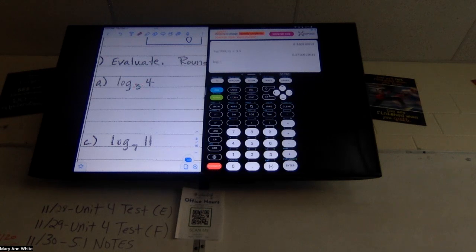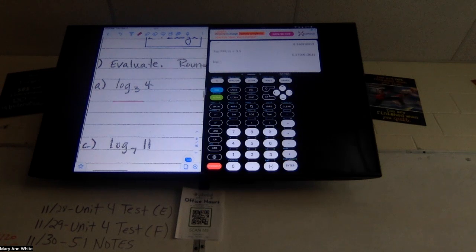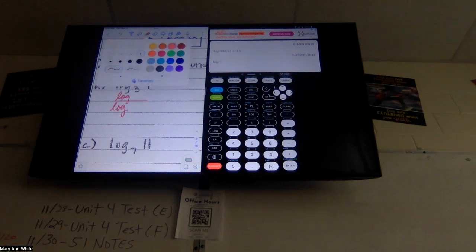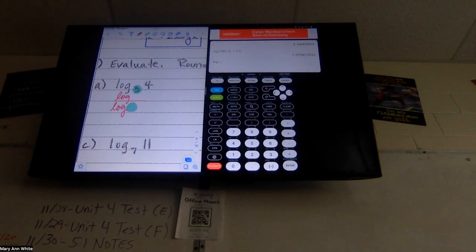In order to be able to do this with a different base, I'm going to make a little fraction. I'm going to have a log on top and on bottom, and I'm going to separate the 3 and the 4. The number that is in the base goes in my denominator. So 3 was the base, so I'm going to do log of 3 in the denominator. 4 is what we're doing the log of. That is going to go in the numerator.